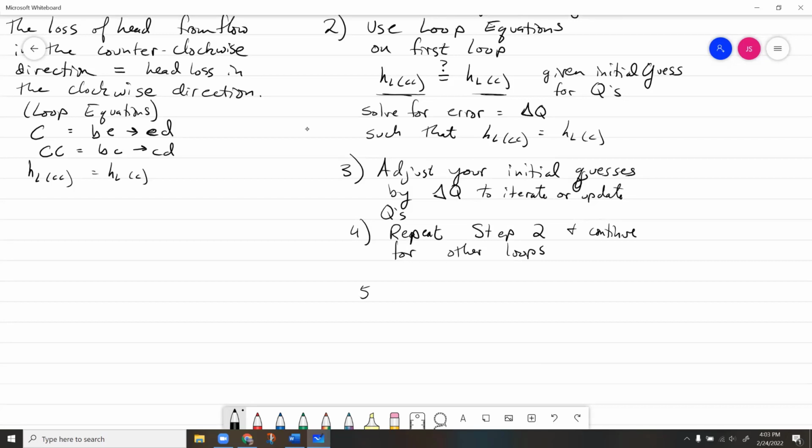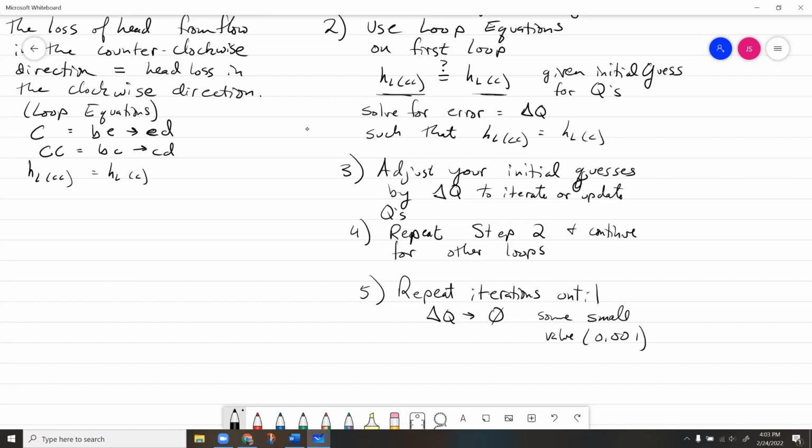And then you're going to repeat this process, or repeat iterations, until delta Q goes to 0 or some small value that you set, like say 0.001. So you can set this error term. We're going to say our error in terms of head loss is low enough such that our delta Q gets to some small value, and then we go.